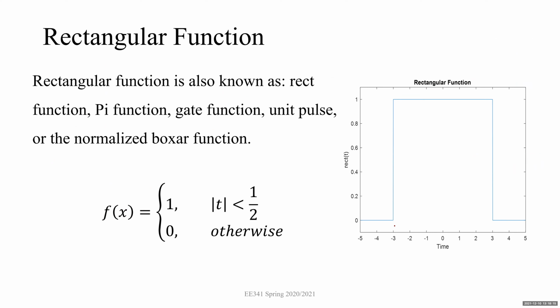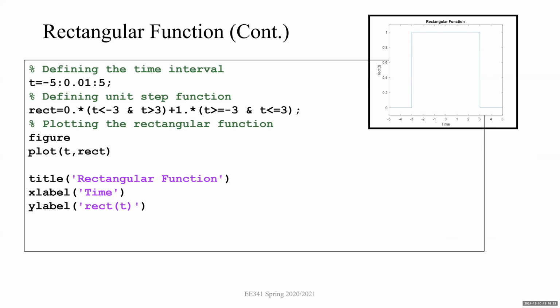Then this is a rectangular function. Here we just have to define that. So what we can write here: t is equal to 0 for all the values. Just write here, t for all the values less than -3, it is equal to 0. This command, and then here also it's 0.